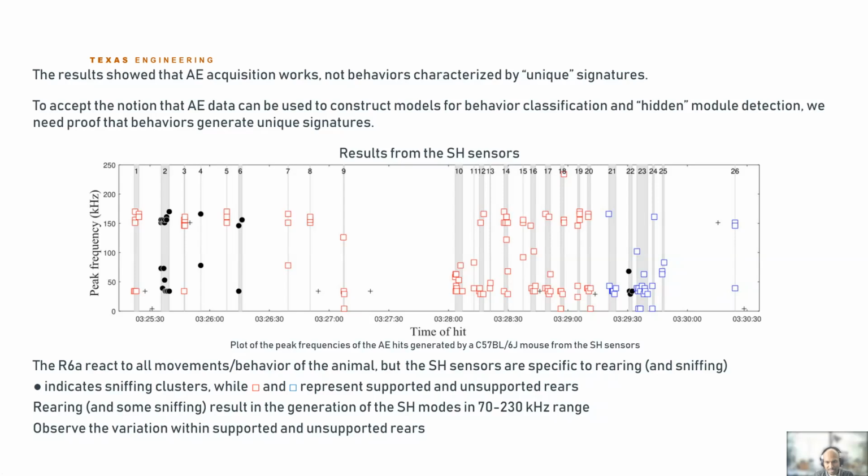The other thing I would like to point out is that within the supported rears, for example, cluster number 10 and 8, both of them are supported rears, where the mouse supports itself on the wall and then rears. But you see the peak frequency for cluster 8 and cluster 10 are different. So when we look at it visually, we see that both the 8th and 10th rearing were the same, just supported rearings. But what this guided wave data shows you is that even within the supported rearings, there is subtle variation.